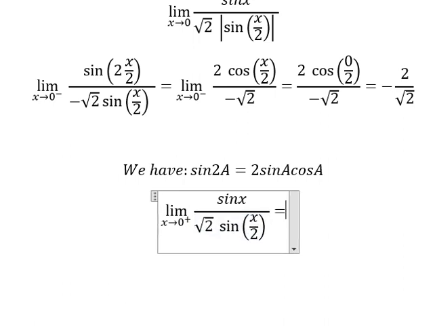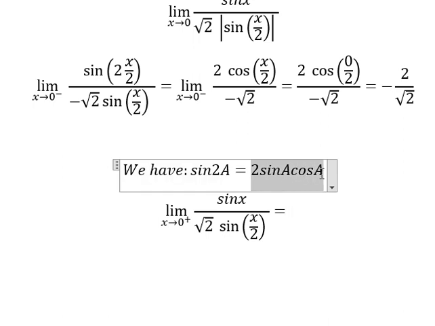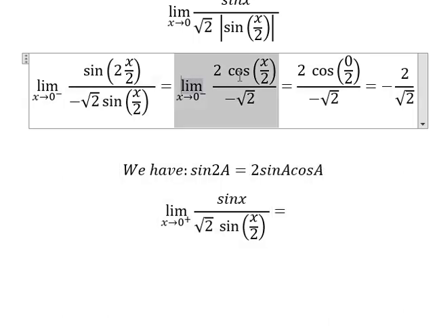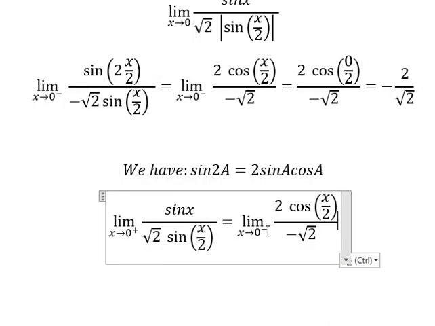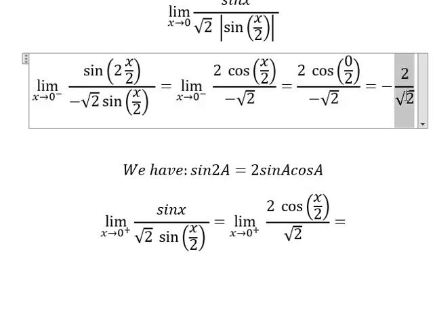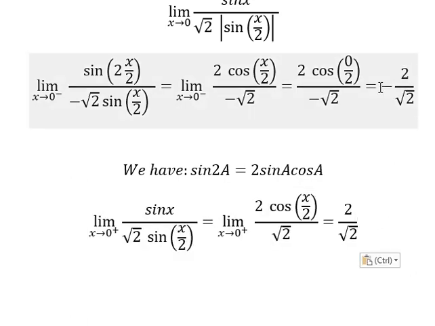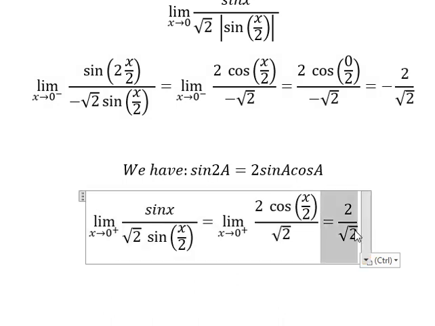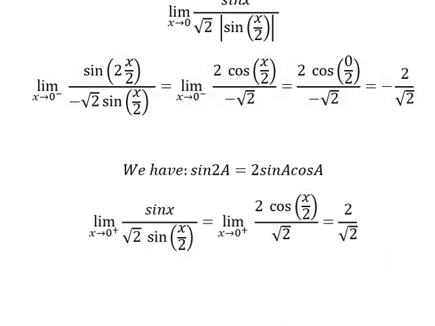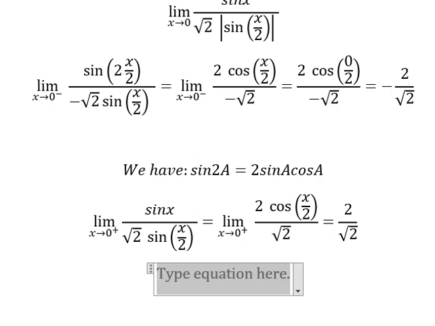Now we do the same technique for this one. And we have like this. And we put 0 in here. And we have the positive number. We can see that on the left and on the right, they are not the same. So we can say that the limit does not exist.